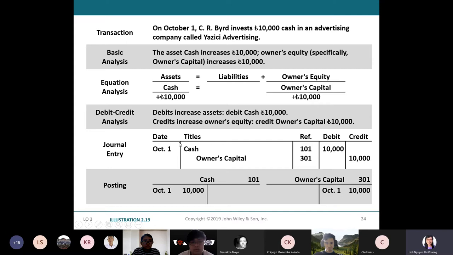Okay, let's look at the first one. Chipego, can you read for us on October 1? Transaction on October 1. On October 1, C.R. Bird invested 10,000 cash in an advertising company called Yazichi Advertising. Okay, so Chipego, can you tell me in this case what increases, what decreases?